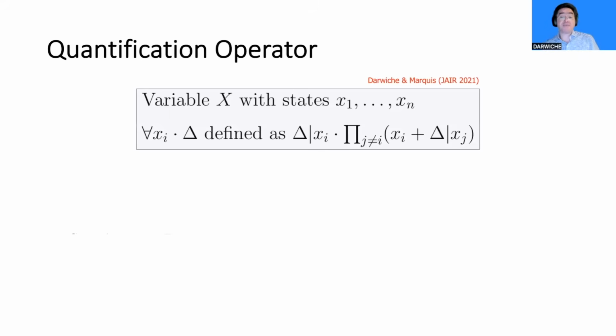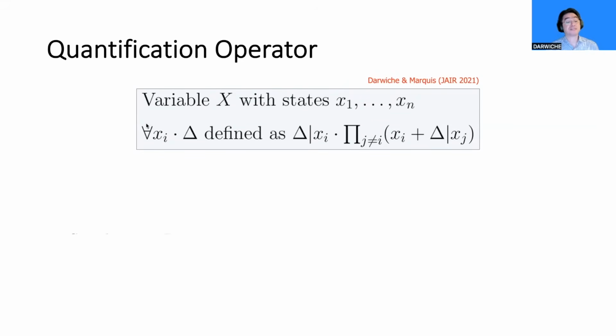Now I'm going to introduce this abstraction operator. All right. And I'm going to throw the formula at you, and we're not going to make sense of the formula yet. We're going to discuss its semantics, but the key thing for you to see is that it's well defined. All right, and this came out of work with Pierre Marquis. So let's say you have a variable X and it has these states, and here's the operator.